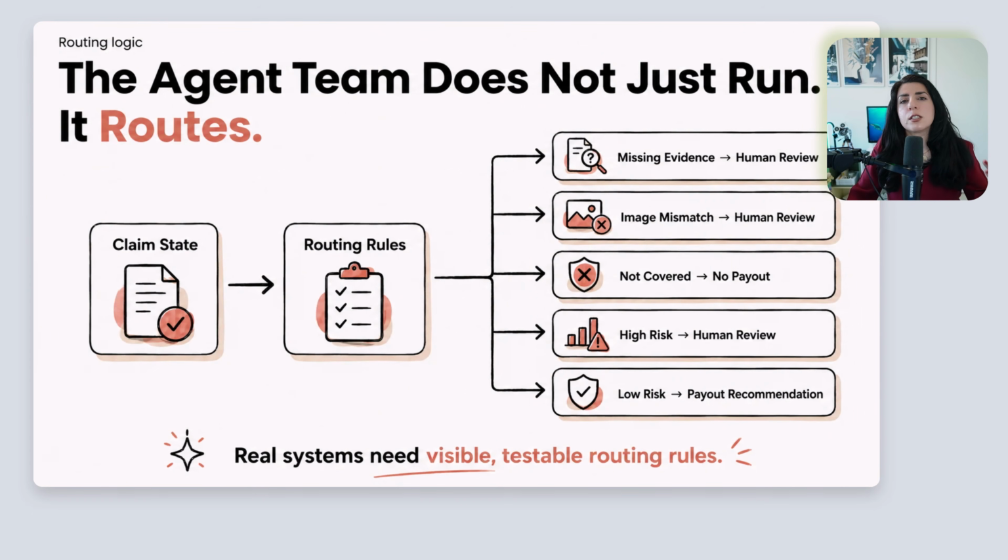So we've got this routing logic, because the agent team doesn't just run itself, it routes. We have a claim state and routing rules. If we have missing evidence, we have human review. If we have an image mismatch, again, human review. If it's not covered, no payout. High risk, human review. Low risk, payout recommendation. That's how our routing works.